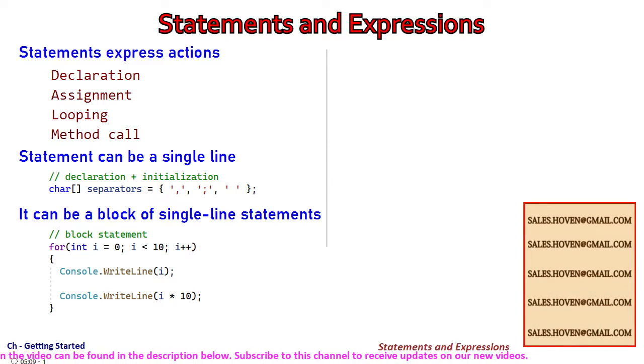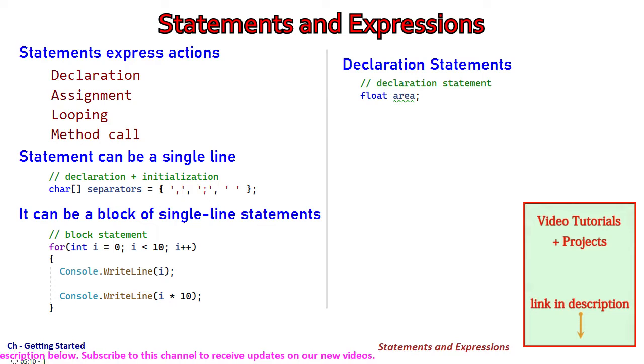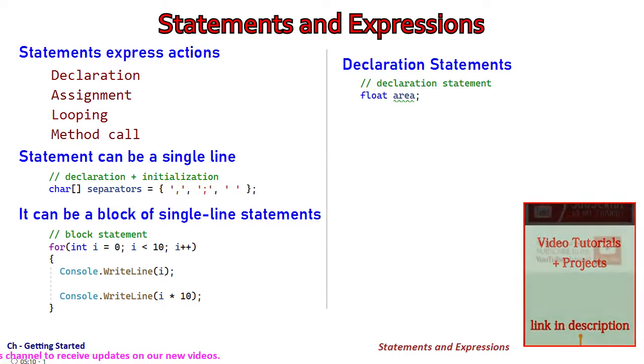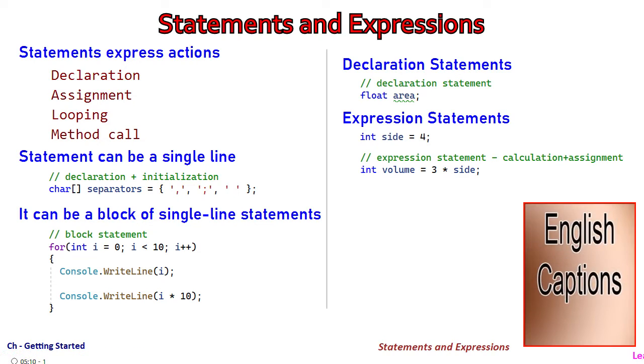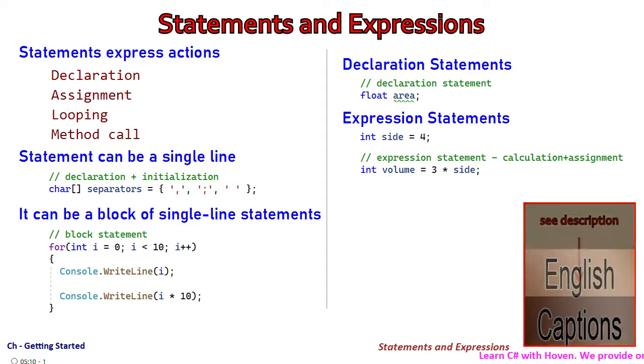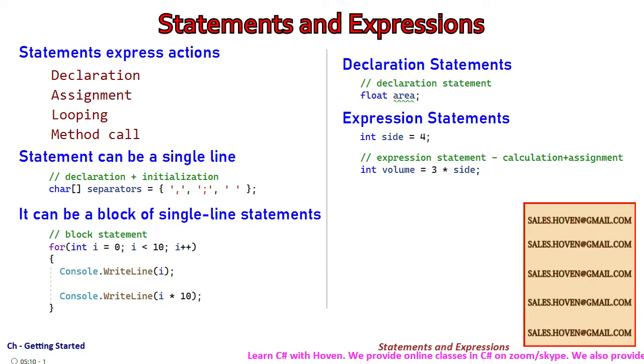Then we have a declaration statement. A declaration statement declares a variable. It can even assign an initial value to the variable. Then we have expression statements. An expression statement calculates a value and should store it in a variable. For example, int side = 4, int volume = 3 * side. This right hand side is an expression. It calculates a value and stores it in volume.